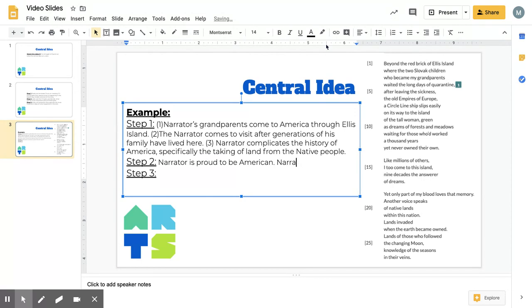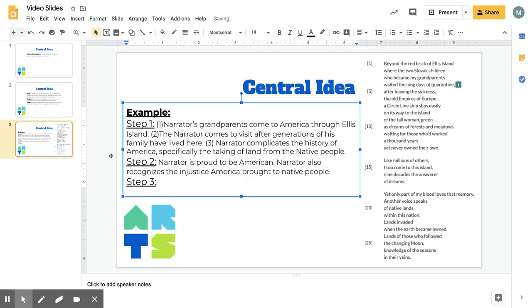Narrator also recognizes the injustice America brought to Native people. So those are the 2 big things, right? So he's proud, but he also recognizes the injustice. So now we need to put this all in one sentence.